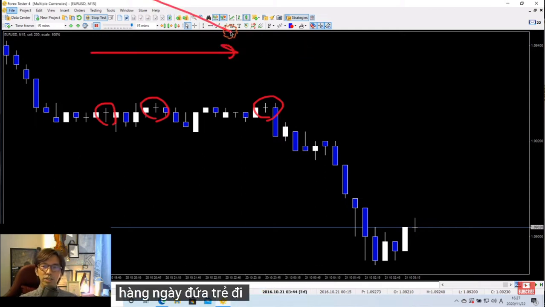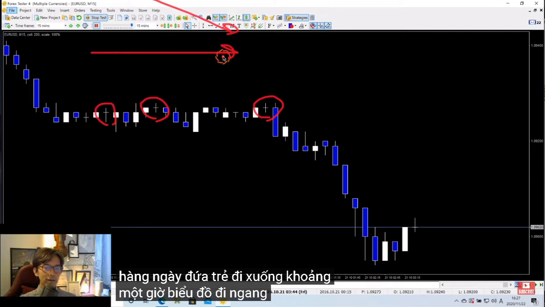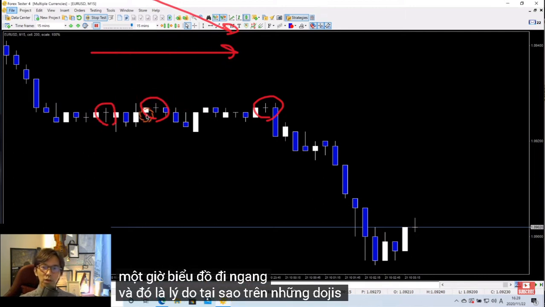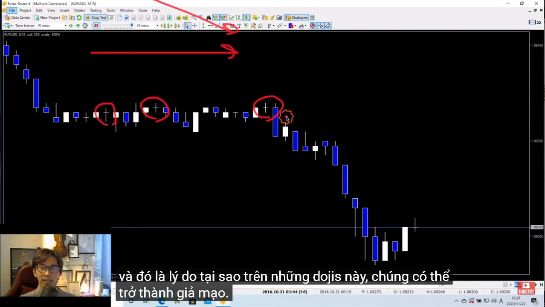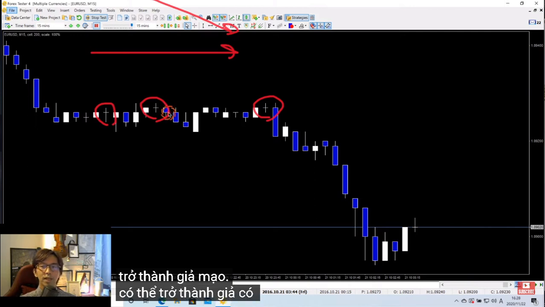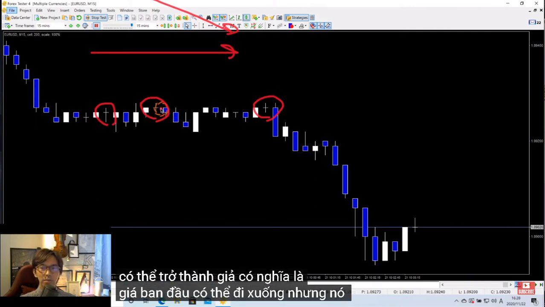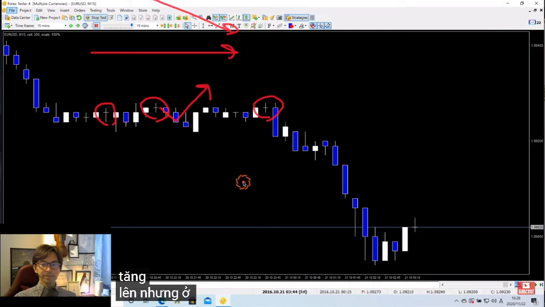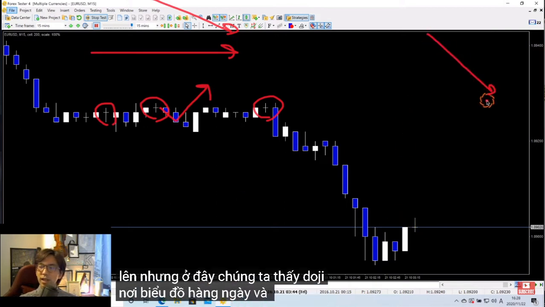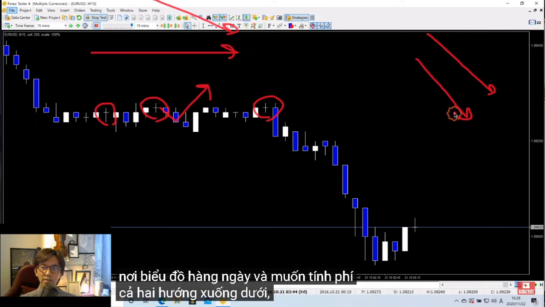Daily chart was going down, but 1 hour chart was going flat, and that's why on these dojis they might become fake. They might become fake, meaning the price might initially go down, but it might go up also. But here we see a doji where the daily chart and 1 hour chart are both pointing downwards.